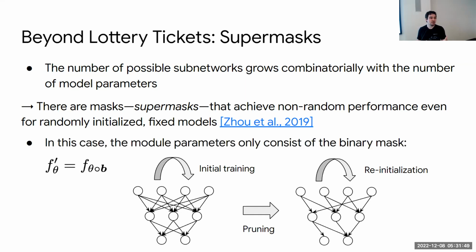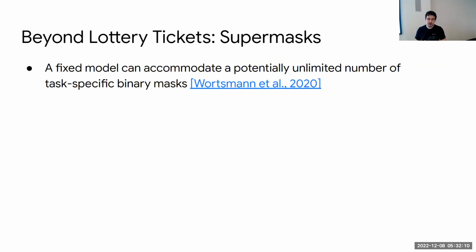And in this case, in our formulation, if you only learn the mask, it can basically be represented as learning just these 5 parameters, in this case just this binary mask, and applying this directly to our existing model. And learning this mask, instead of adding any additional task-specific parameters, also allows you to accommodate a potentially unlimited number of masks in the underlying model.